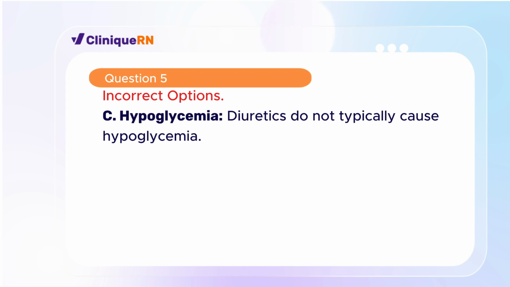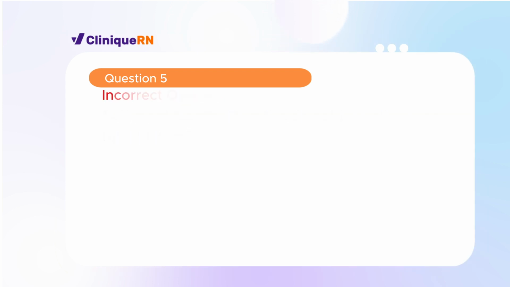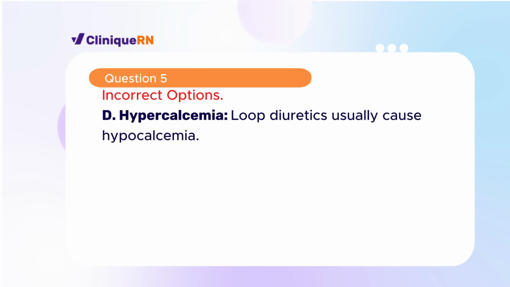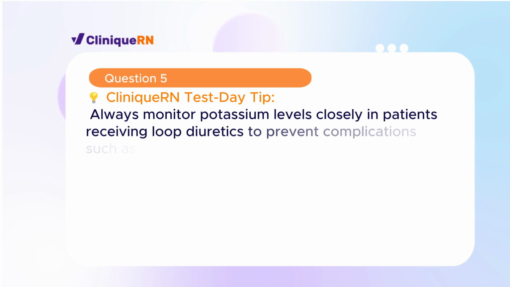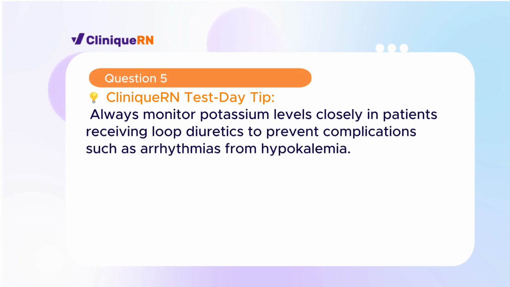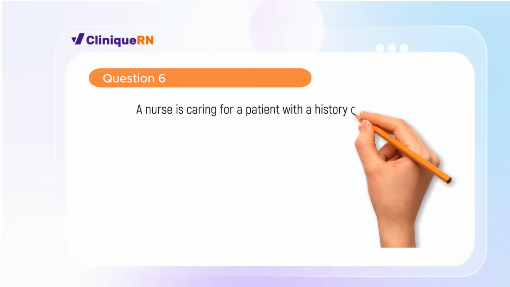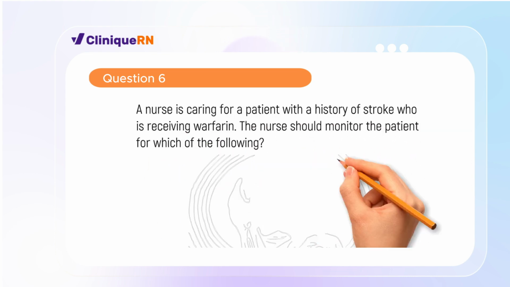C. Hypoglycemia. Diuretics do not typically cause hypoglycemia. D. Hypercalcemia. Loop diuretics usually cause hypocalcemia. NCLEX-RN test day tip. Always monitor potassium levels closely in patients receiving loop diuretics to prevent complications such as arrhythmias from hypokalemia.